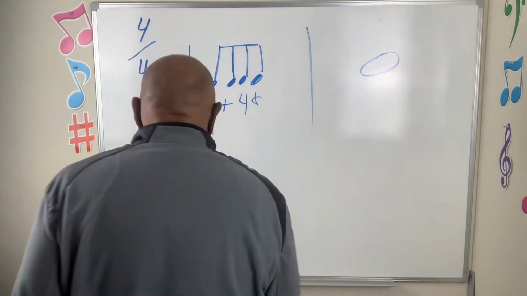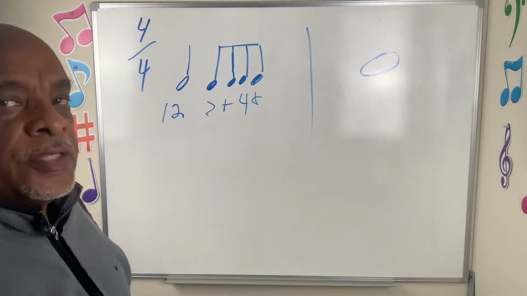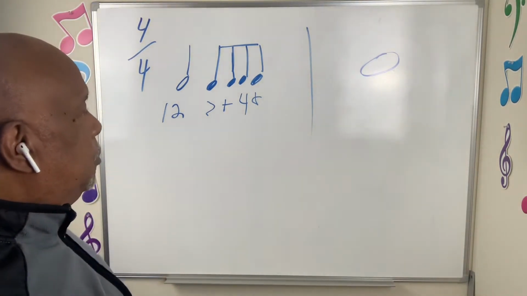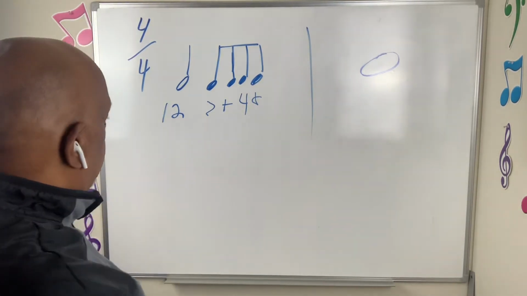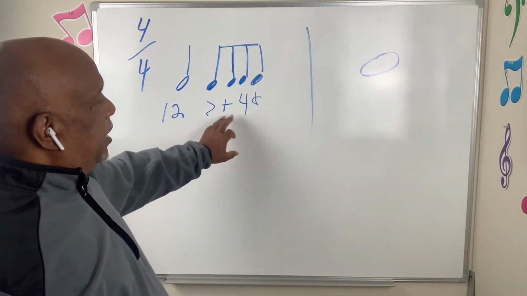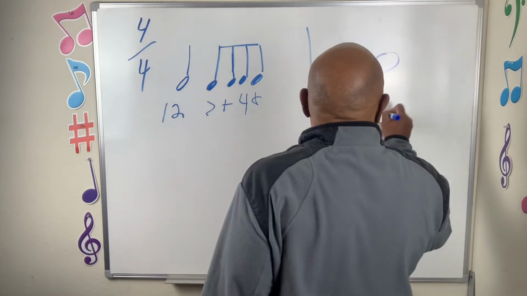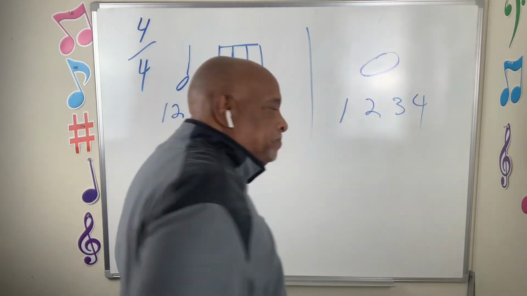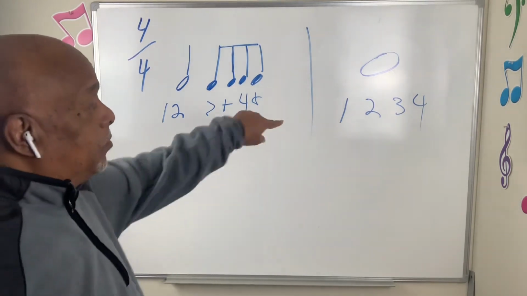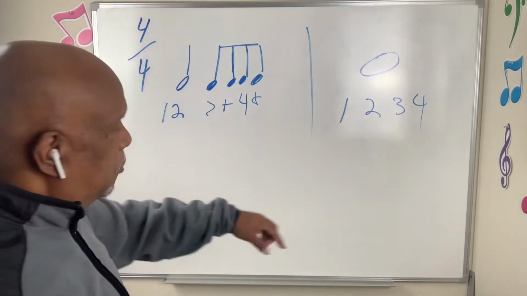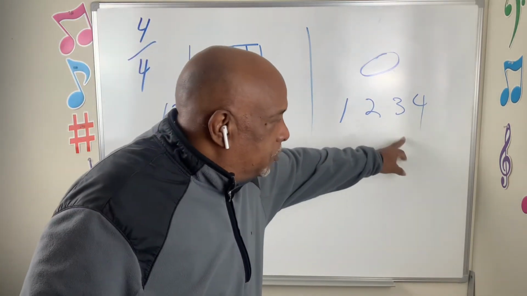All right? So that's 1, 2, 3, and 4, and 1, 2, 3, and 4, and 1, 2, 3, 4. Okay? 1, 2, 3, and 4, and 1, 2, 3, 4. One more time. 1, 2, 3, and 4, and 1, 2, 3, 4.